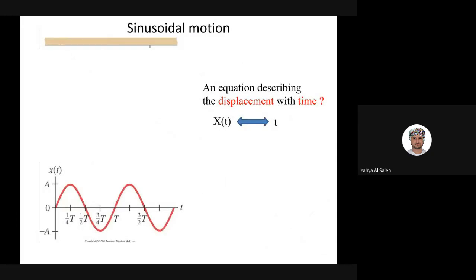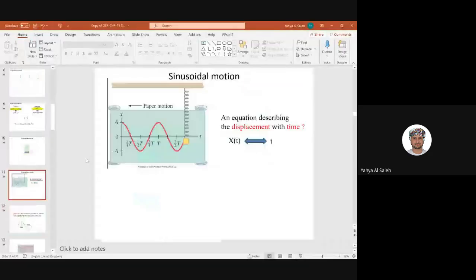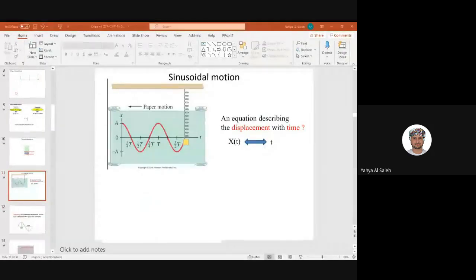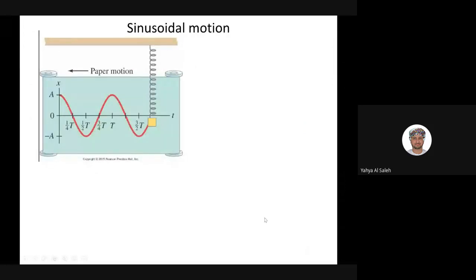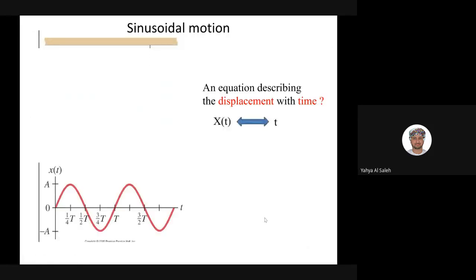What else do you know that goes between two values? What mathematical function? Sine. Excellent. Yeah, the sine function goes back and forth like this. So we can use it.